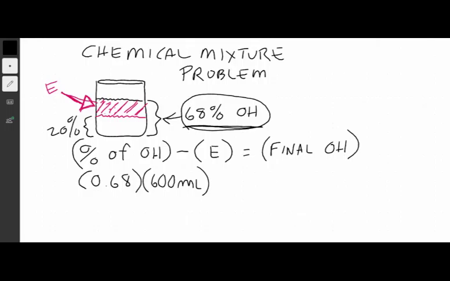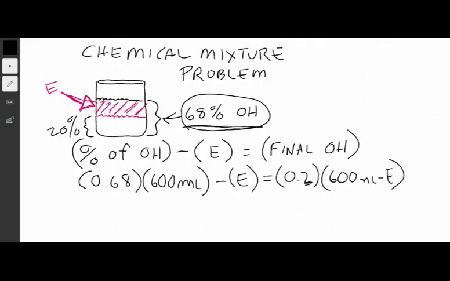We're going to solve for E, and find out the amount of alcohol that needs to be evaporated to achieve 20%. So that's what the formula looks like right there. Now, what is our final alcohol level? It's going to be 20% of the full amount. So here your final amount is going to be 0.2, or 20% alcohol.